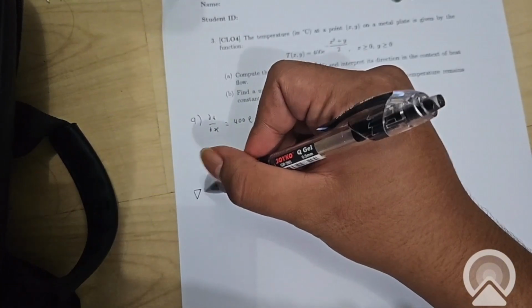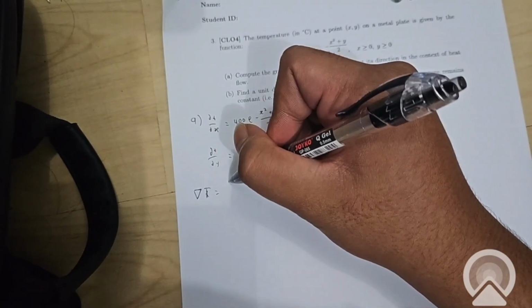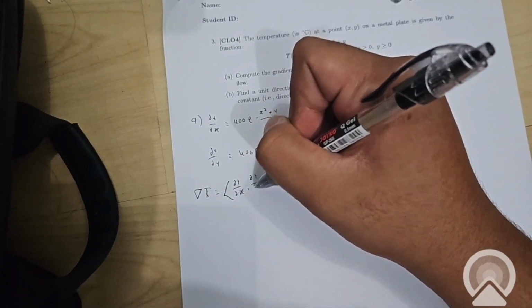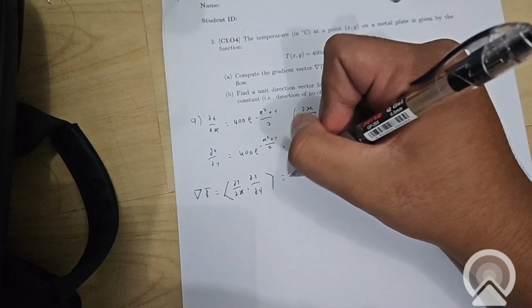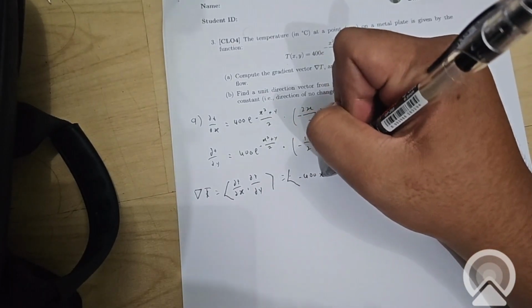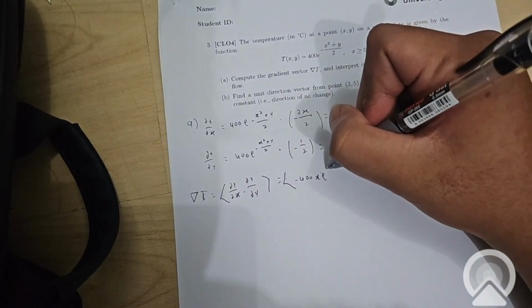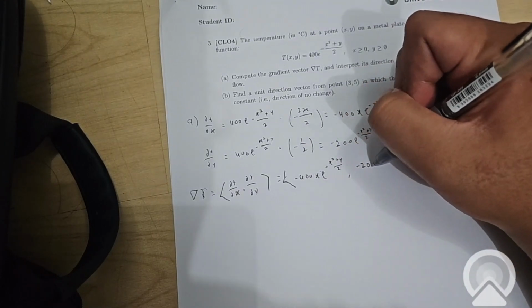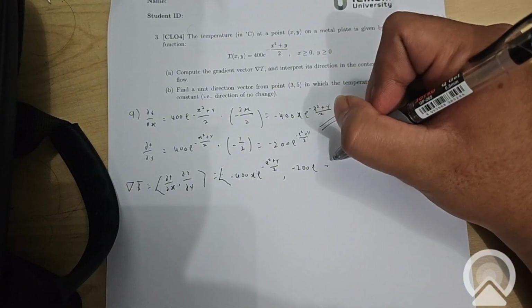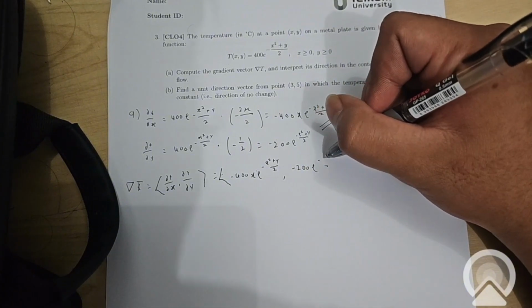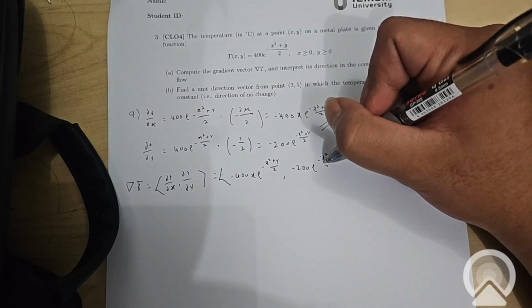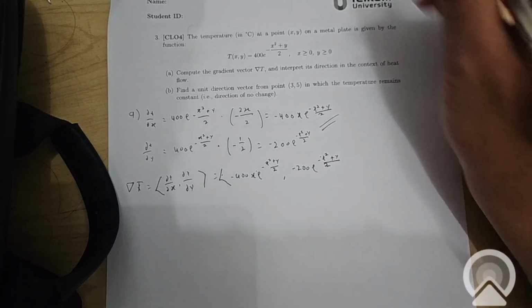So we have the gradient of T is (dT/dx, dT/dy). So it will equal minus 400x e^(-x² + y/2), comma, minus 200 e^(-x² + y/2). Here is the gradient.